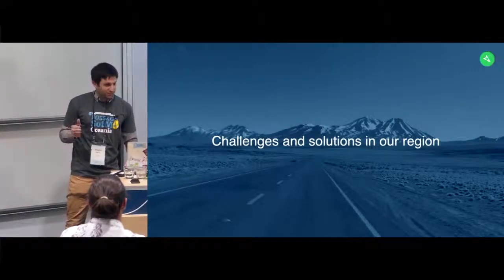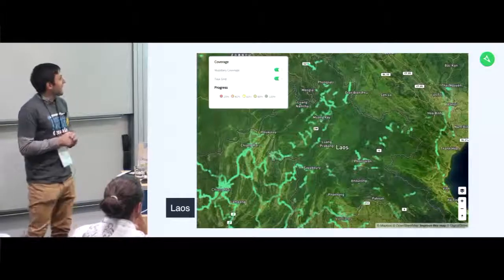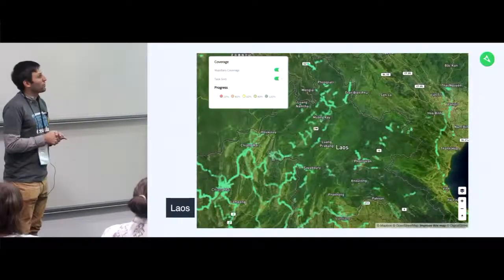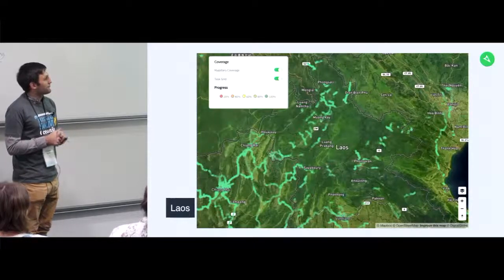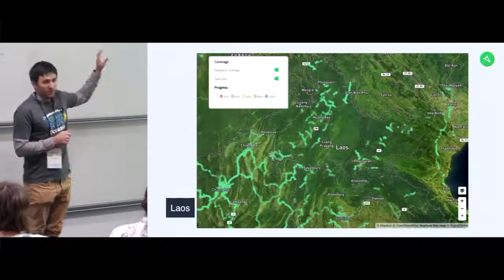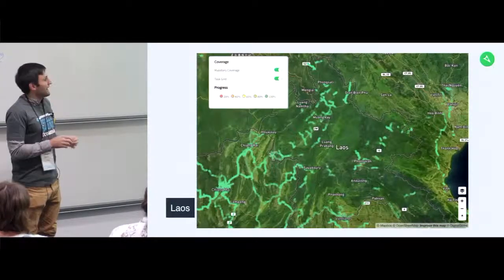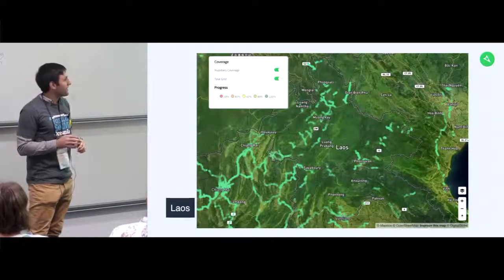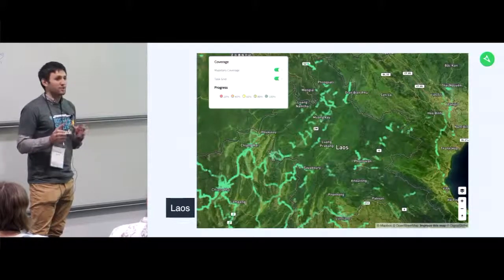So what are some of the challenges in the region? The first one I want to share with you is in Laos. This is, I think, a pretty cool project that the World Bank has been organizing. If you look at this map, Laos is an incredibly difficult country to govern because it's landlocked, and running through it is the Mekong River. It's got mountains and a lot of effects from climate change.